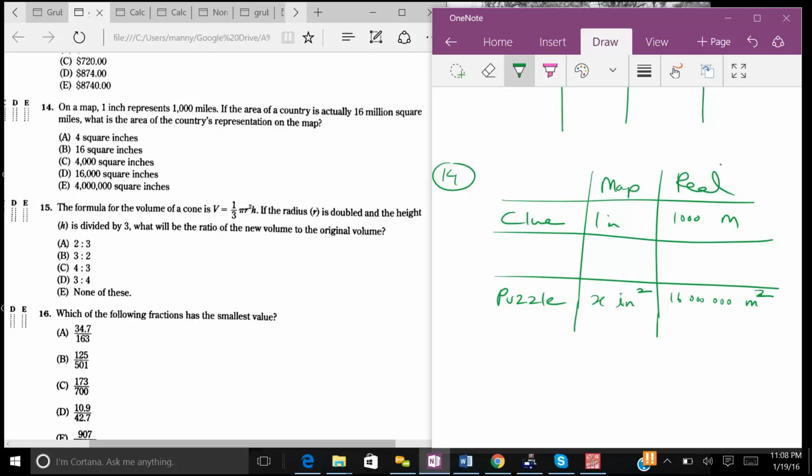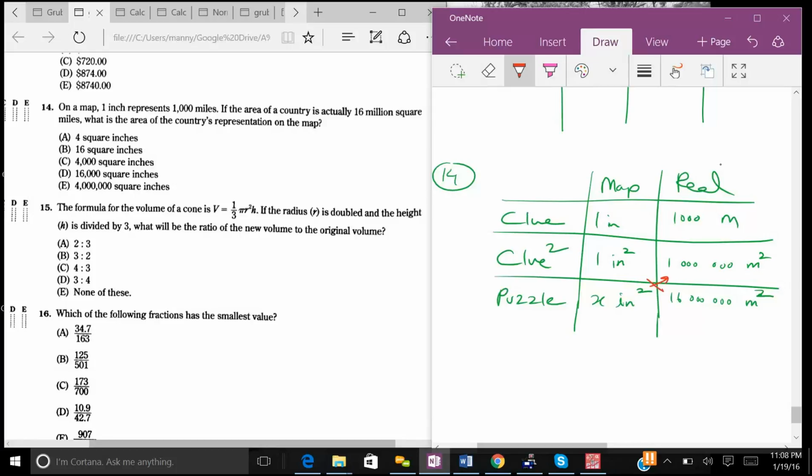So what is clue square here? You need to have clue square to get the puzzle. Because it looks like inch and inch same, miles and miles same, we need to have clue square. So 1 inch times 1 inch is 1 inch square. 1,000 miles times 1,000 miles is 1 million miles square. Now we have the license to cross multiply.